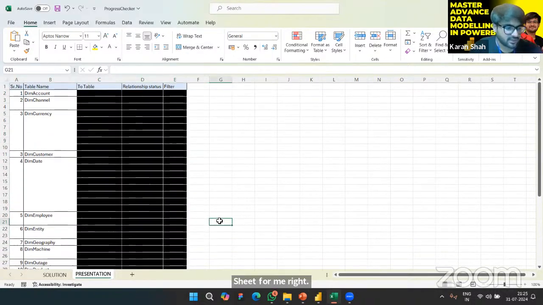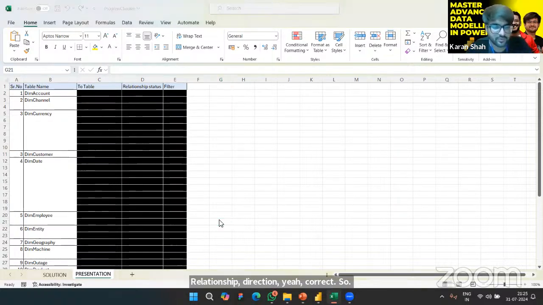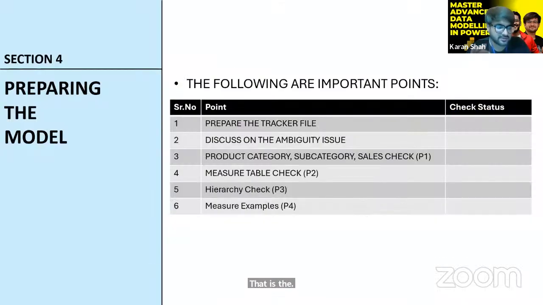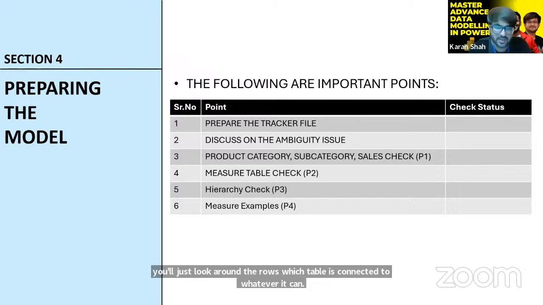Relationship direction. Yeah, correct, correct. So I hope everybody is okay with the very first point that we have discussed, that is, prepare a tracker file, and this is really important, guys. If you trust me, this is really important, because once you start creating the relationships, your mind will be like, this line is going from here, that line is going from there, this particular table is linked with this file. Then you start opening the manage relationship window and looking around the rows for which table is connected to what table. It creates confusion and typically it is a waste of time, right?